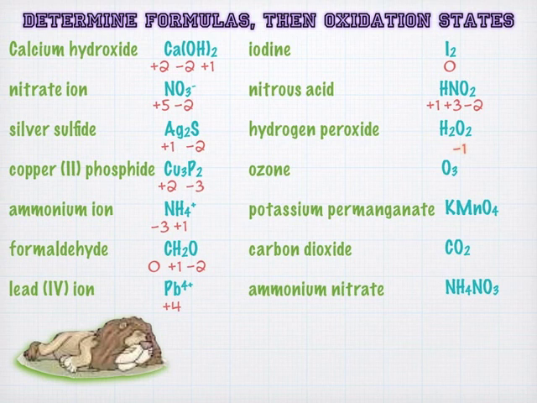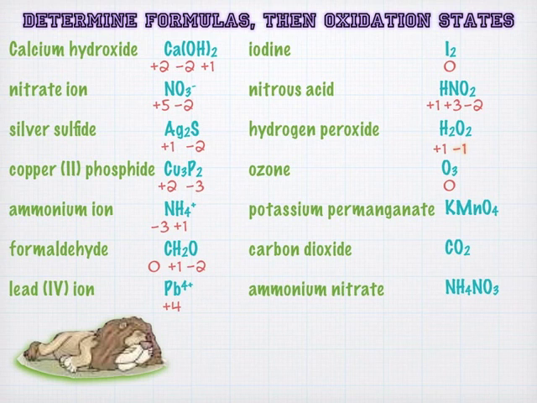Hydrogen peroxide is really our first exception of the day here. Peroxide is a negative two oxidation state overall, which means each oxygen is a negative one. Which makes sense because hydrogen can't be a positive two to balance that out. You need two positive ones to balance two negative twos. Ozone is going to be the zero you'd expect.